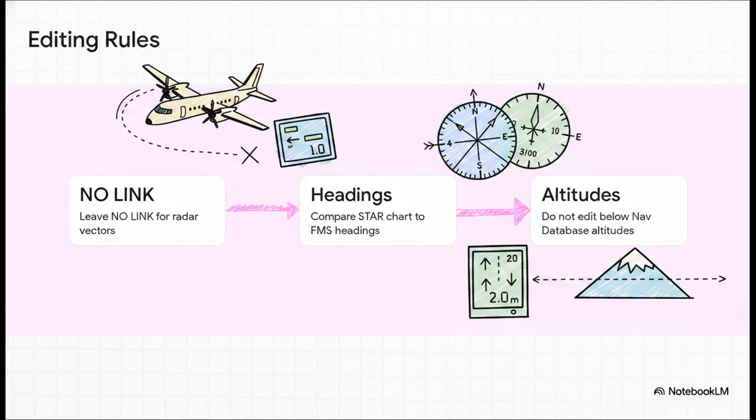Second, you should always compare the STAR chart headings to the FMS. If your FMS heading differs from the chart just prior to a vector leg, you need to be ready to discontinue FMS guidance. And third, if a waypoint is part of the approach common segment, you are not allowed to edit an altitude to be lower than what is hard-coded in the navigation database.